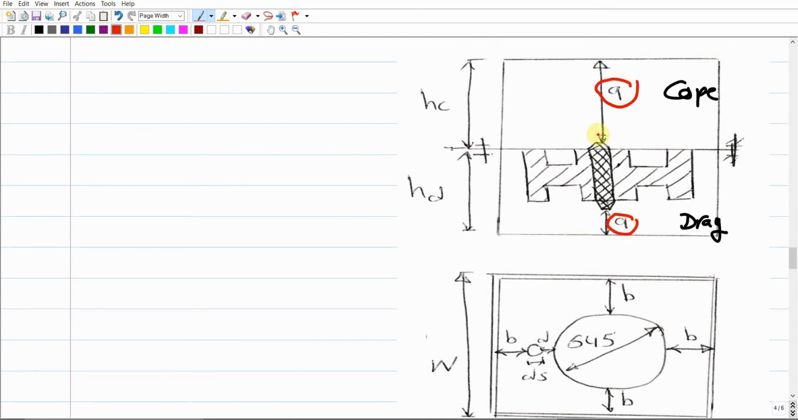And the A dimension, we said that the length of the column of the sand above the highest point of the casting, or the highest point of the pattern, it should be A. In addition to the lowest point of the pattern in the bottom part, it should also be A. And this is it from the front view.